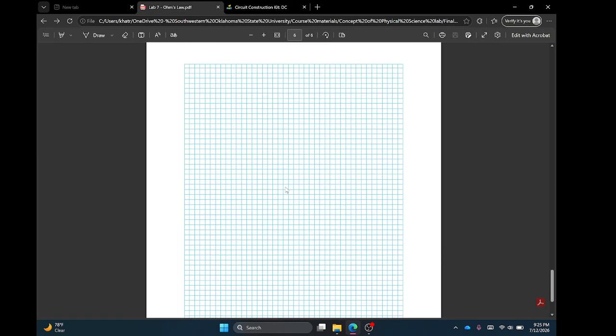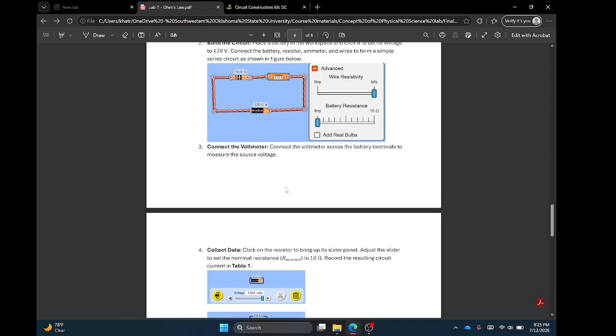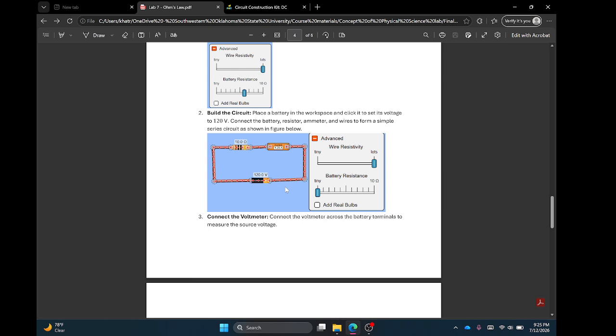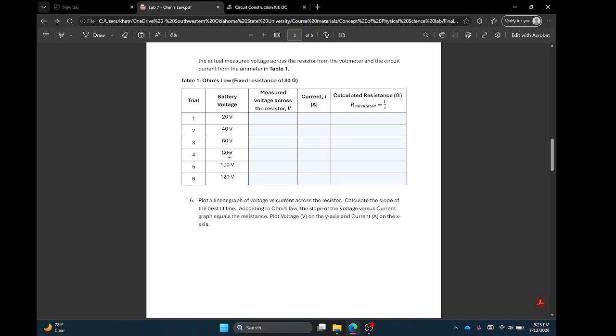And that's pretty much everything for this lab. So basically we will verify Ohm's law using a simple series circuit where we will change the voltage in the circuit, keeping the resistance constant, and then record current, calculate the resistance, and plot the voltage versus current graph and calculate the slope of the graph to verify if the slope is the same as the resistance you initially set up.